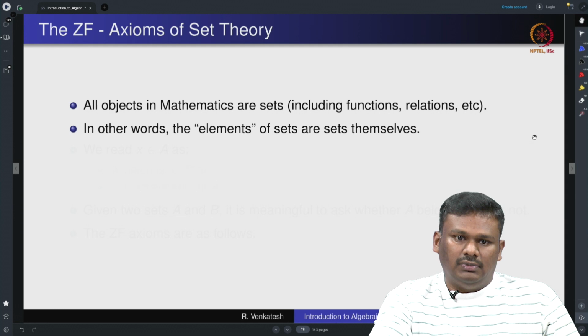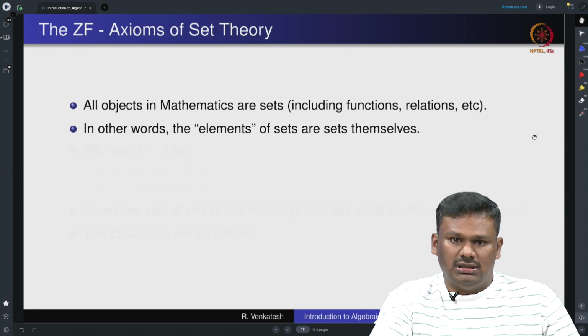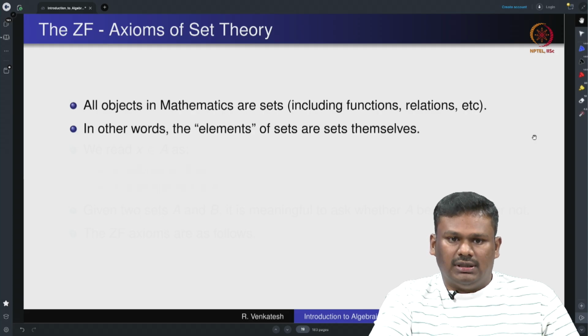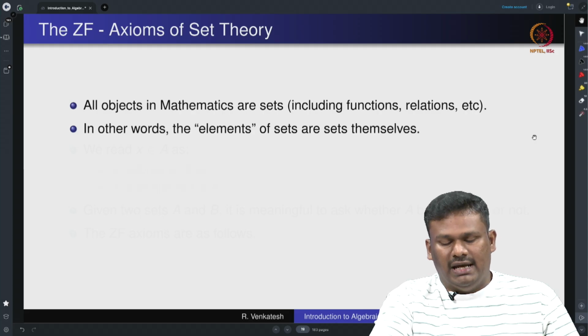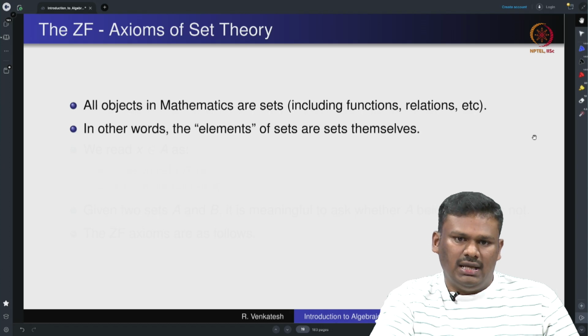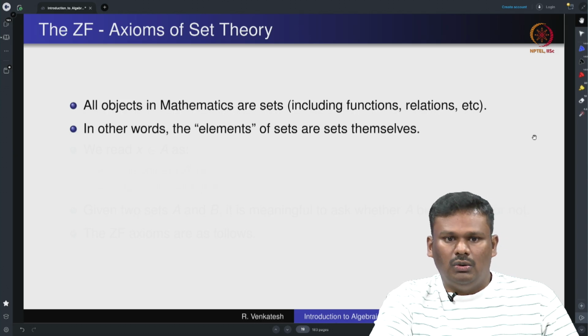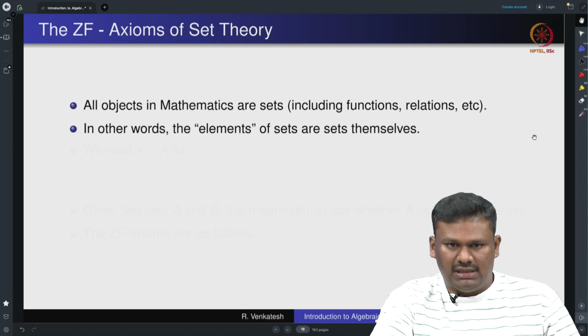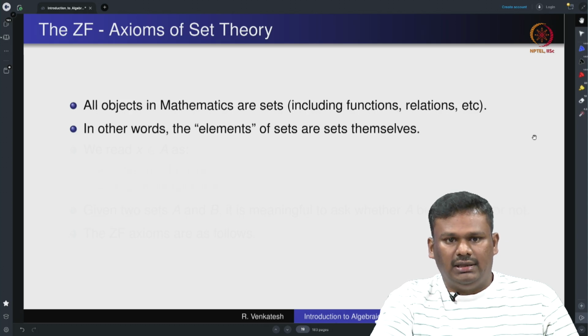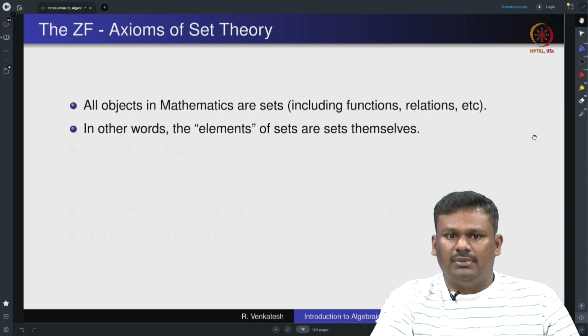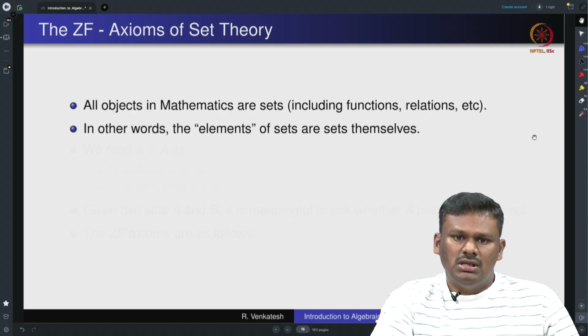In other words, the elements of sets are sets themselves. Sometimes you write natural numbers as 1, 2, 3 etc., but the elements 1, 2, 3, all of them one can interpret as sets. That is how we can think of all objects represented in mathematics as sets. We will actually do this rigorously in a later part of the course.